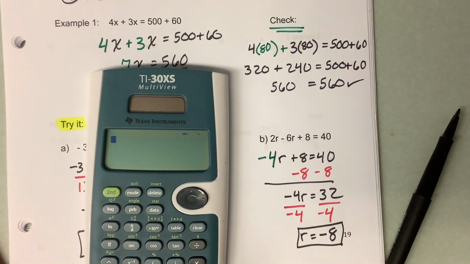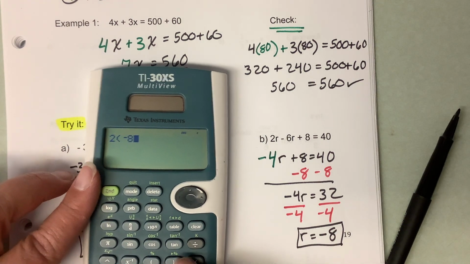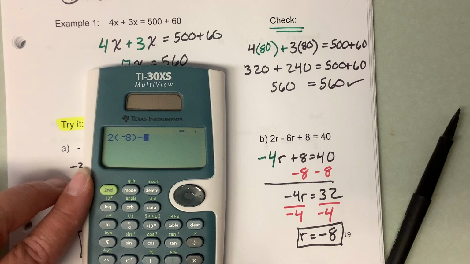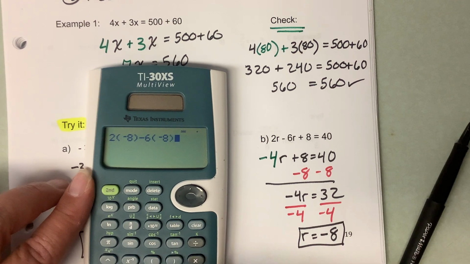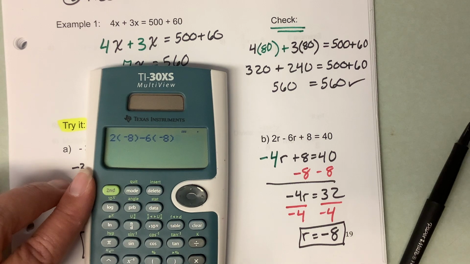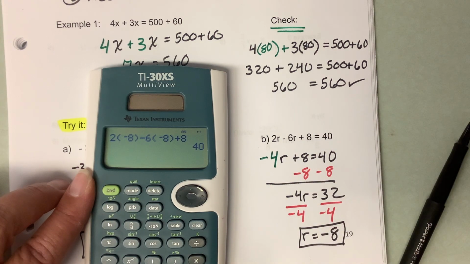So 2 parentheses negative 8 minus 6 parentheses negative 8 plus 8. It's just straight across. Don't have to do that side because that's what I wanted to equal, 40. And it does. Yay.